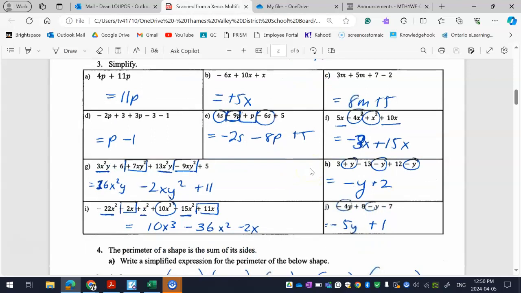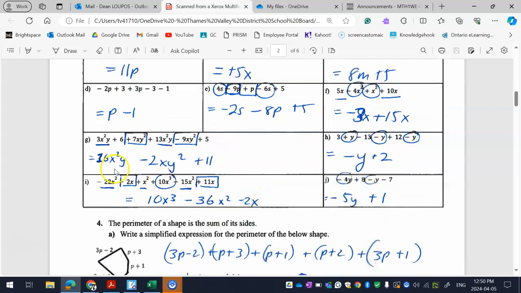Other things to look at. Order matters. Usually we put things in alphabetical order if there's more than one, but it doesn't really matter as far as that goes. When you have variables like x squared y and xy squared, in this case, don't collect them any further. They're not like terms. You can't do anything with these at this point. The order doesn't matter so much here.